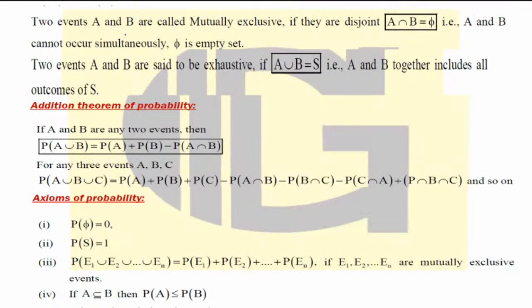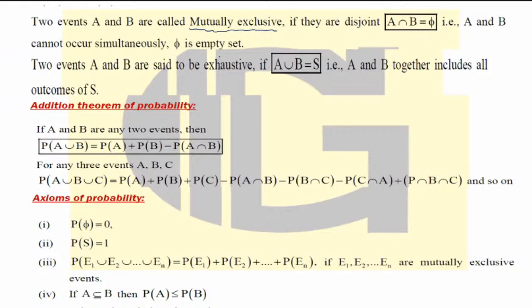Two events A and B are called mutually exclusive if they are disjoint. According to set theory language, A intersection B is equal to phi. What is phi? Empty set or null set or void set. What is this intersection? Taking all common elements. So common elements should be considered one time. That is called intersection. So in verbal language, A and B cannot occur simultaneously.